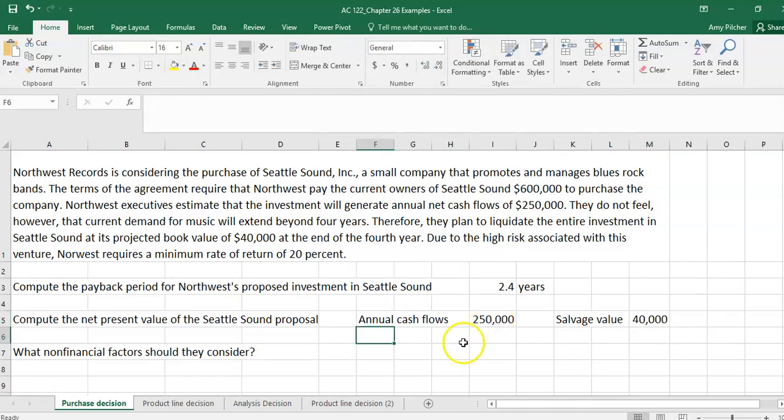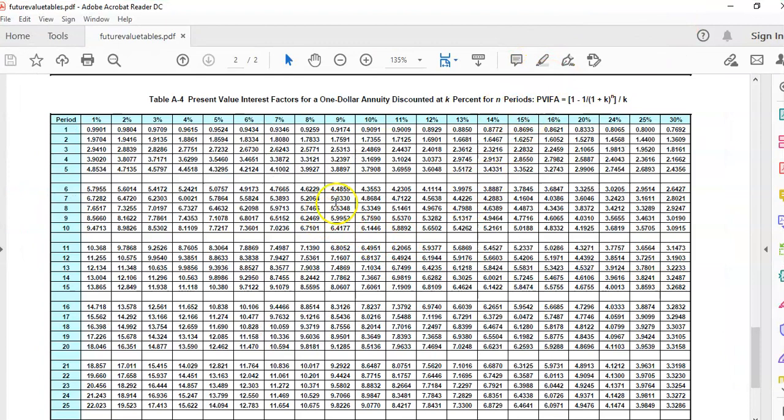To calculate the net present value, we get a factor off of a table called a time value of money table. So we have future value and present value tables. For the annual cash flows, we will use the present value of an annuity factor. And for the salvage value, we will use the present value of one factor. So for the $250,000 annual, we have a required minimum rate of return of 20%, and this project is a 4-year project, which means that our factor is 2.5887.